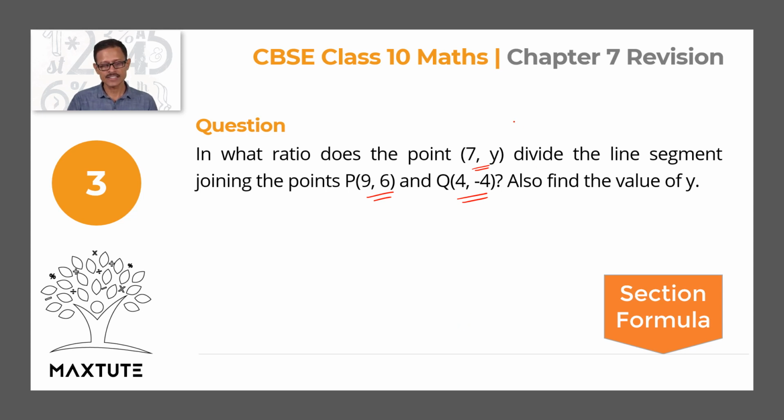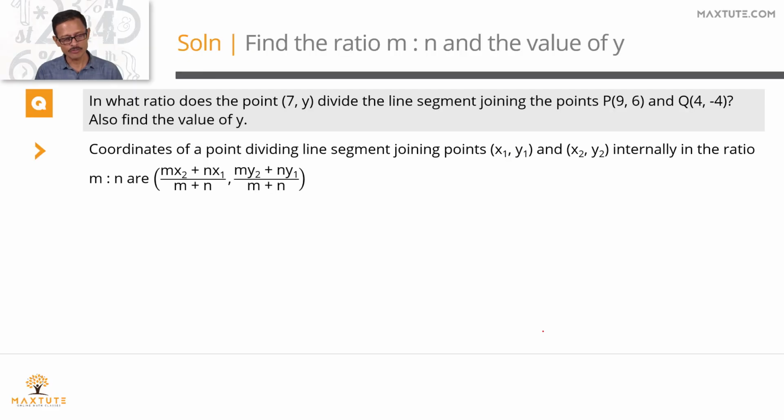We need to find out, let's say it divides it in the ratio of m is to n. (7, y) divides this line segment in the ratio m is to n. So we're going to be applying the section formula, equating the x coordinate first, finding out m is to n. Step 2, using that m is to n, we'll find out the value of y, right? These are two steps that we're going to be following.